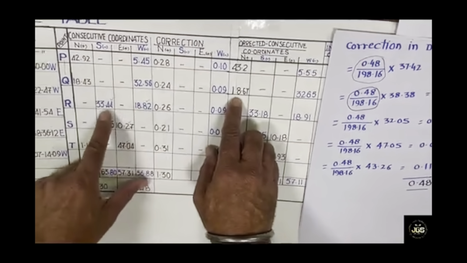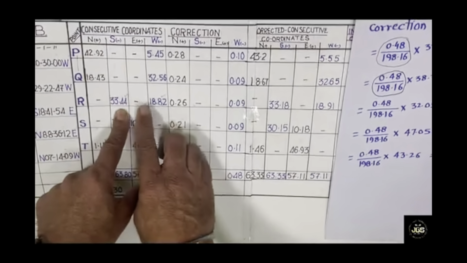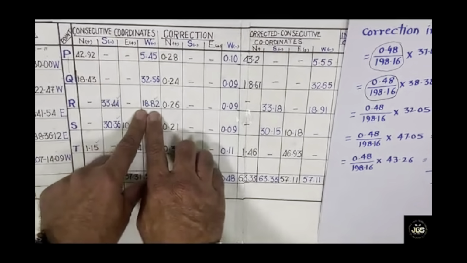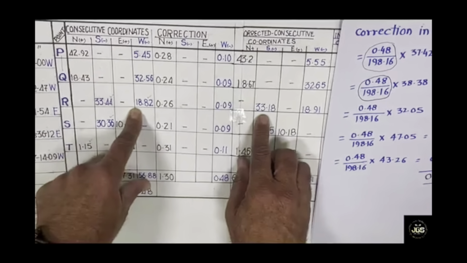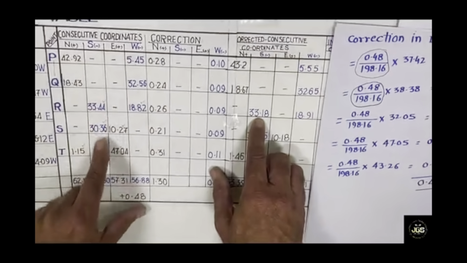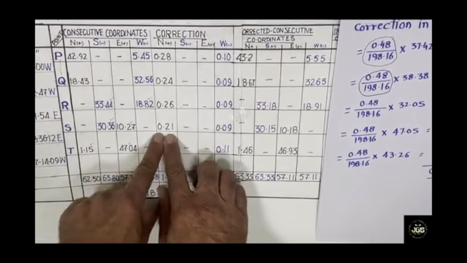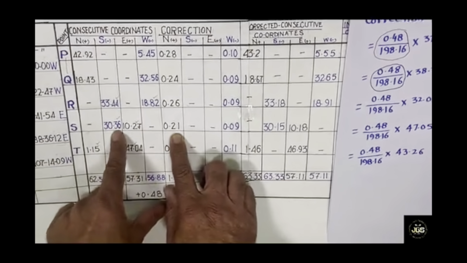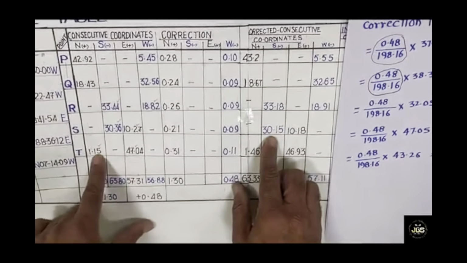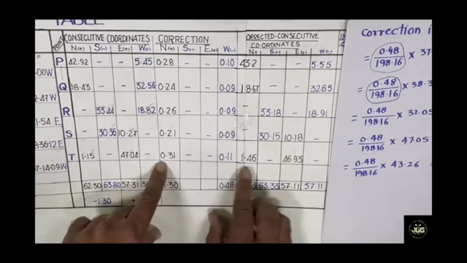Now see in the next column, this coordinate of latitude is south, it is negative, the correction is positive, so take the difference of these two. From this you deduct this and this total will come in the south column. So 33.44 minus 0.26, it will come in the same column, the south column. Similarly here 30.36, the correction is positive, this is negative, take the difference of these, 30.36 minus 0.21, it comes in the same south column. Similarly here, it is in the north column, so north and north will be added, 1.15 plus 0.31, it comes in the same column, the north column.